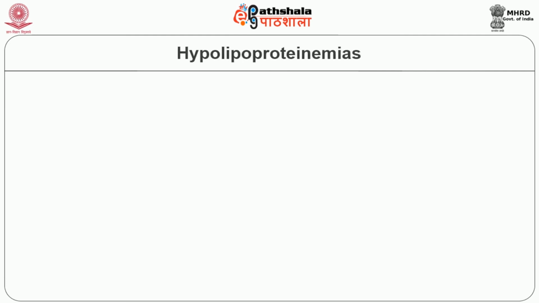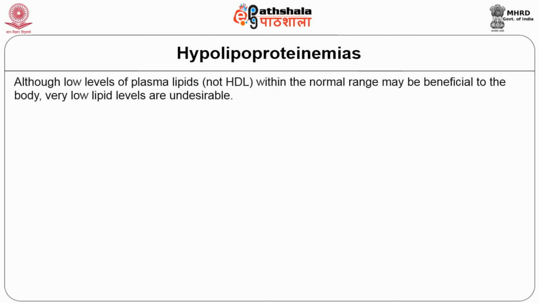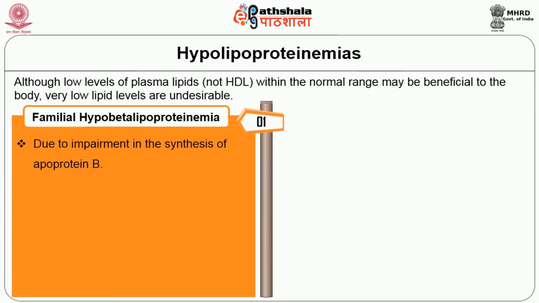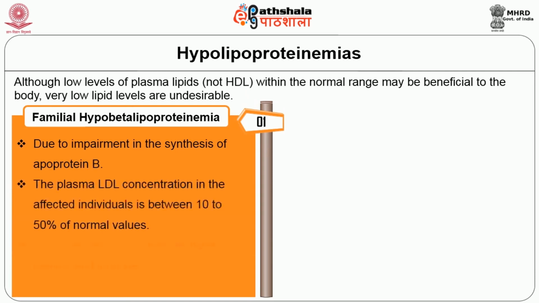Hypolipoproteinemias. What are these? Although low levels of plasma lipids, not the high density lipoprotein, within the normal range may be beneficial to the body, very low lipid levels are undesirable, and these are commonly associated with certain abnormalities. The first type is familial hypo-beta-lipoproteinemia. It's an inherited disorder, probably due to impairment in the synthesis of apoprotein B. The plasma LDL concentration in the affected individual is between 10 to 50% of normal values. This disorder is harmless and the individuals have a healthy and long life too.